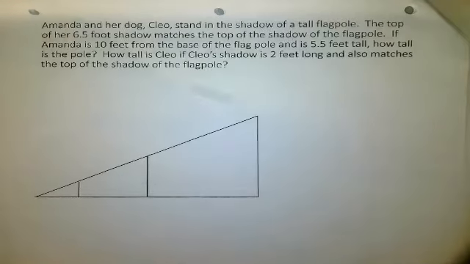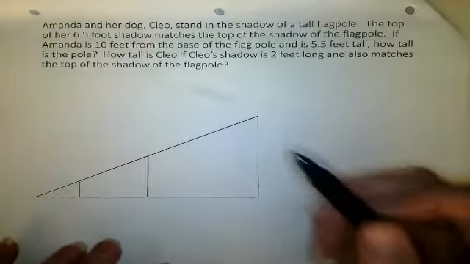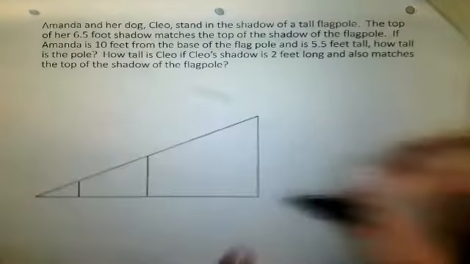Amanda and her dog Cleo, that's me, are standing in the shadow of a tall flagpole. Here is the tall flagpole. So I'm going to go ahead and draw a flag. It's a good flag. That's a good country too. Okay. All right, so there's the tall flag.